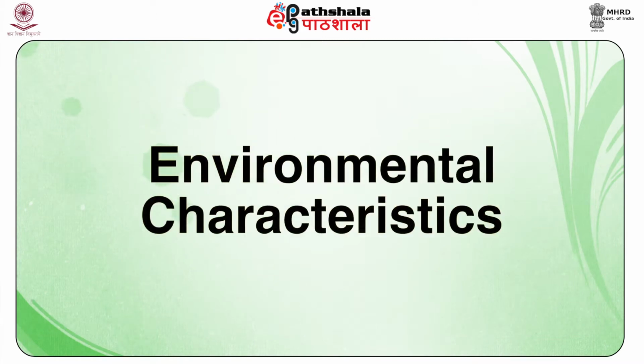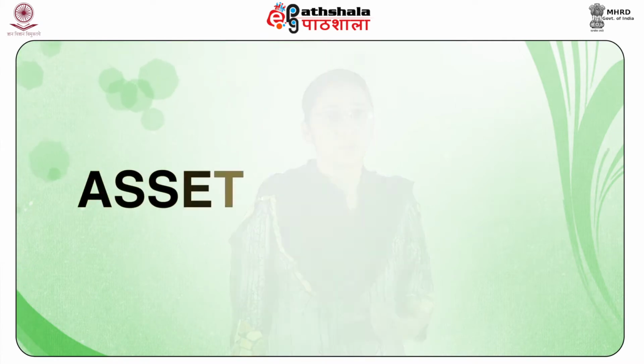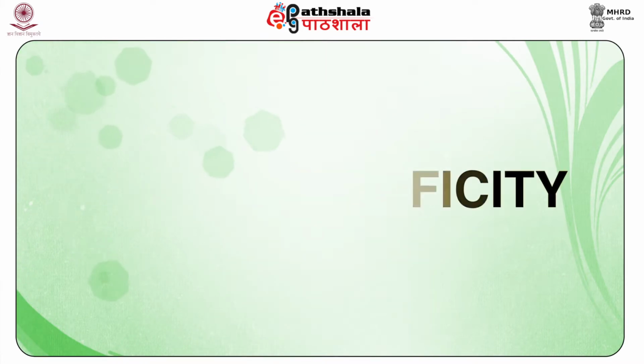The second one is environmental characteristics. Asset specificity, uncertainty and frequency of the transactions are some of the major assumptions under environmental characteristics. These assumptions can be explained here. First is asset specificity. Asset specificity deliberates the extent to which an asset can be redeployed to alternative uses and by alternative users without sacrifice of productive value.